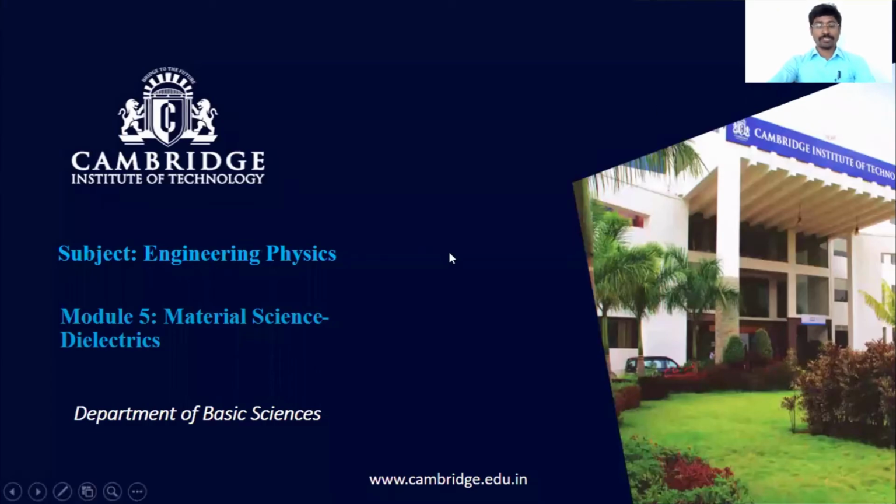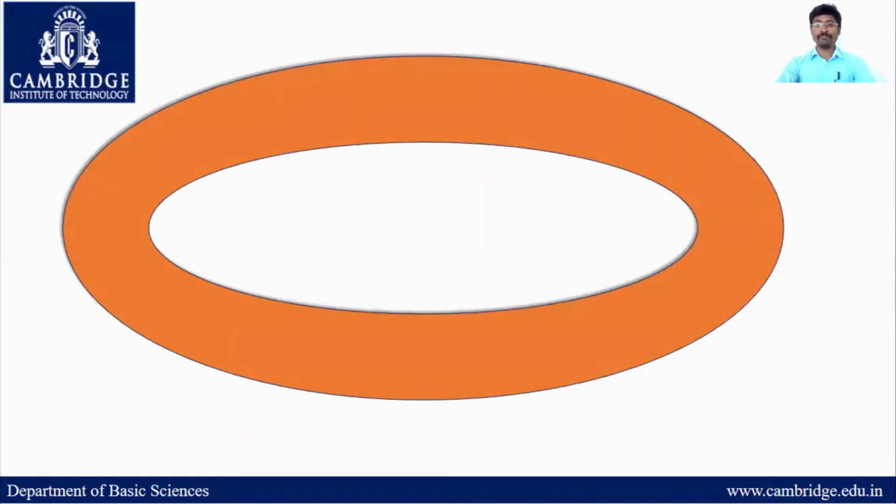Welcome students. Now we will discuss the engineering physics syllabus, module number 5, material science. In that material science, they have classified into three parts: conductors, semiconductors and dielectrics. We will discuss only the dielectrics now.